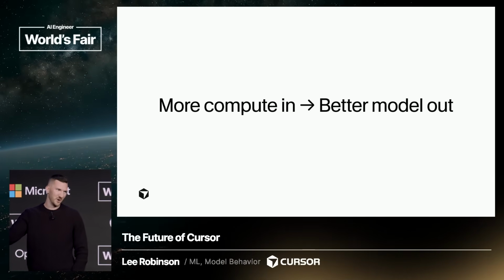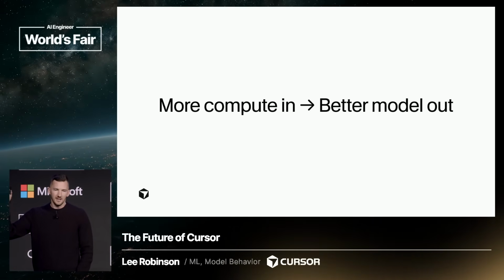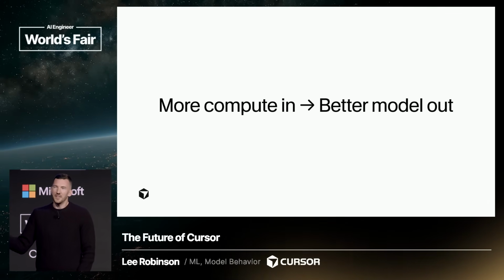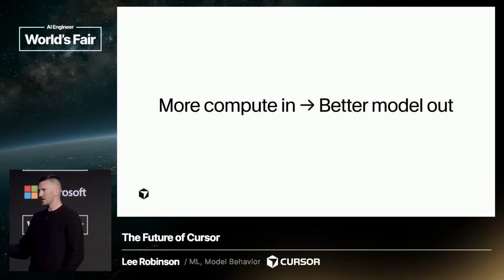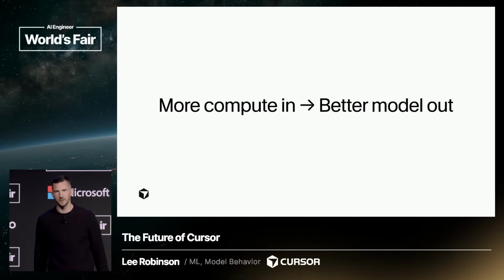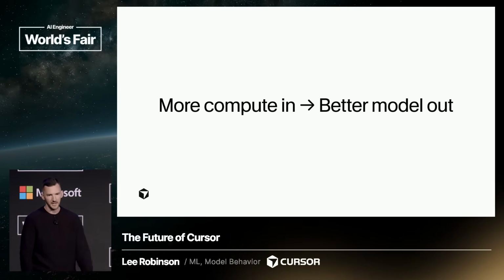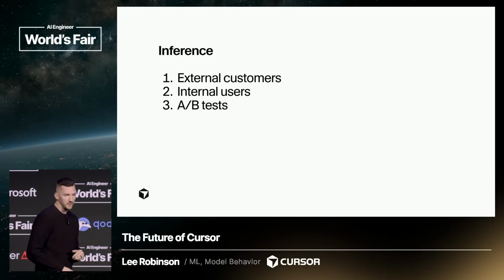So going back to this equation at the start, more compute in, you get a better model out. I think it's sometimes hard to understand, what does that compute even do? Where do you actually put that compute? Let's say you have access to a bunch of GPUs. What do I do with it? I think it's helpful to step through a few of the things.